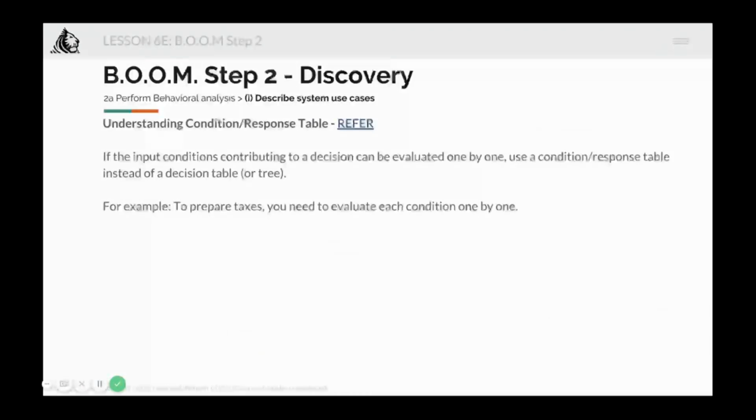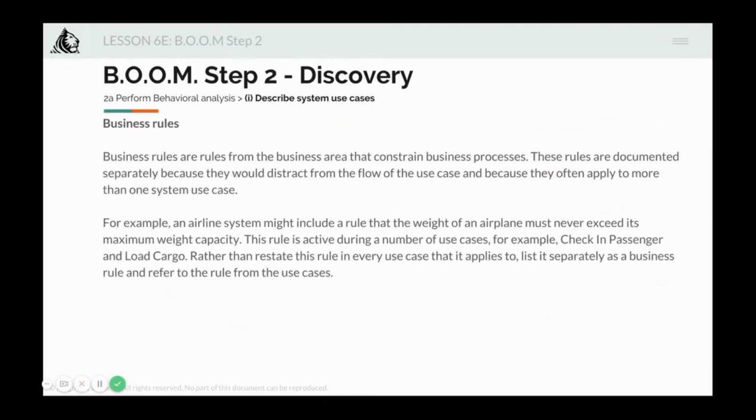And what are condition response tables? Again, I've given a good reference. So a condition response table is similar to a decision table, except it's more to do with if-else. So if the input conditions contributing to a decision can be evaluated one by one, use a condition response table instead of a decision table. So for example, to prepare taxes, you need to evaluate each condition one by one. And that's a good case for a condition response table. If this condition is met, this is the response. If this condition is met, this is the response.